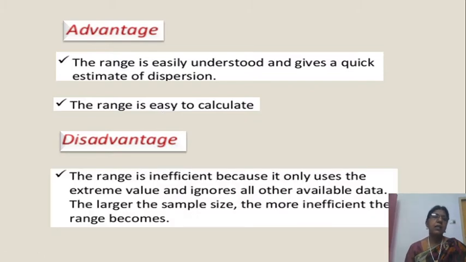Now we see the disadvantages. The range is inefficient because it only uses the extreme values and ignores all other available data. So the larger the sample size, the more inefficient the range becomes. If the sample size becomes very large, then it is very inefficient.